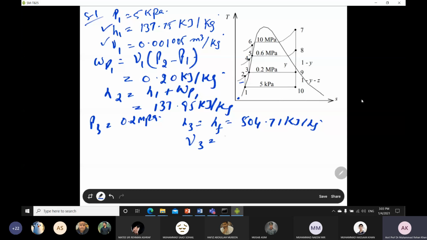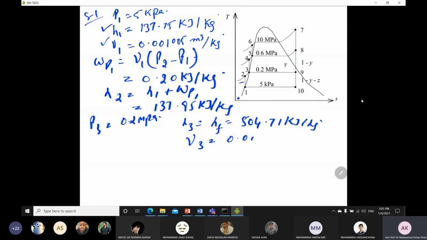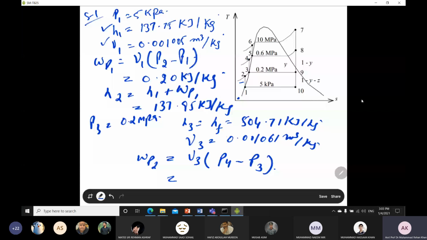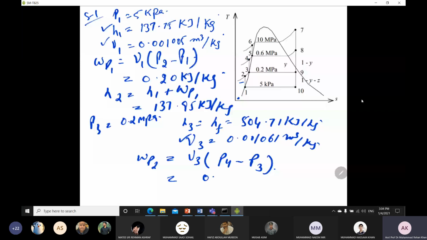So the same procedure for W pump 2. You have to multiply specific volume at 3 and P4 minus P3. So specific volume at 3 is given to you. P4 is also mentioned in the question. P3 is also mentioned in the question. So you can plug in the values and you will get 0.42 kilojoule per kg. Okay, so pump 2 is known to us.